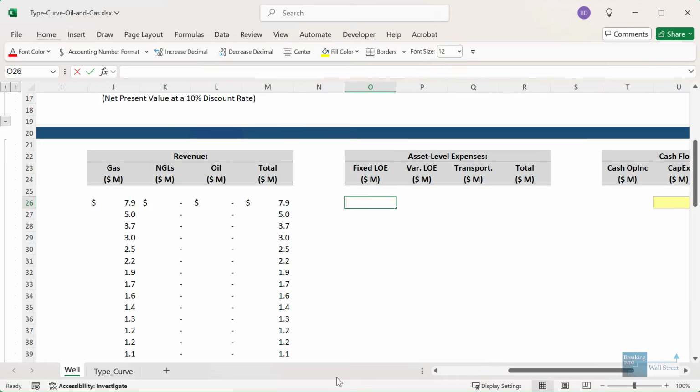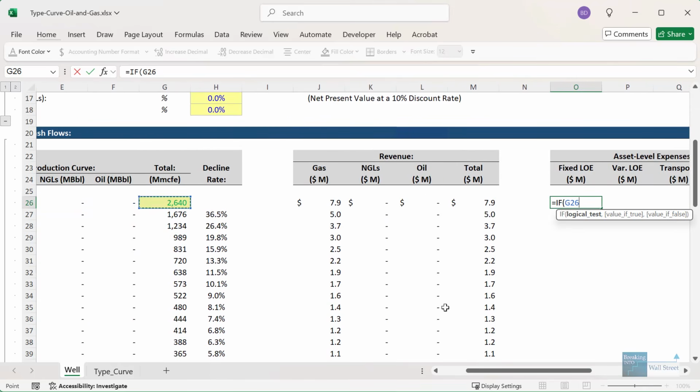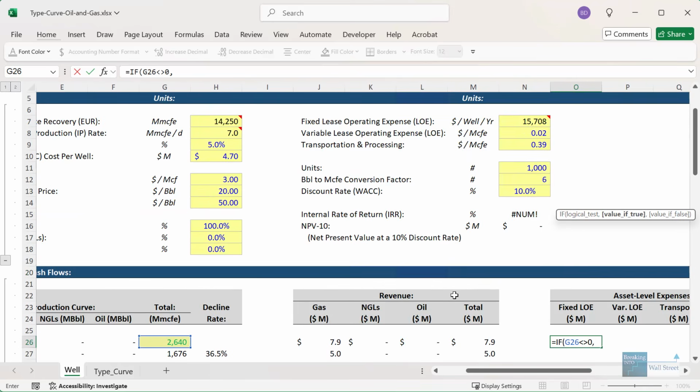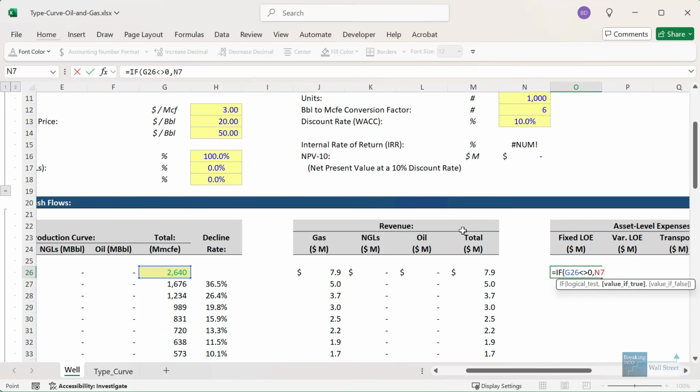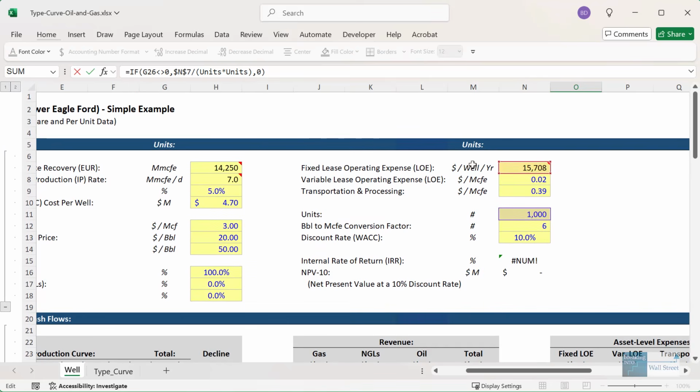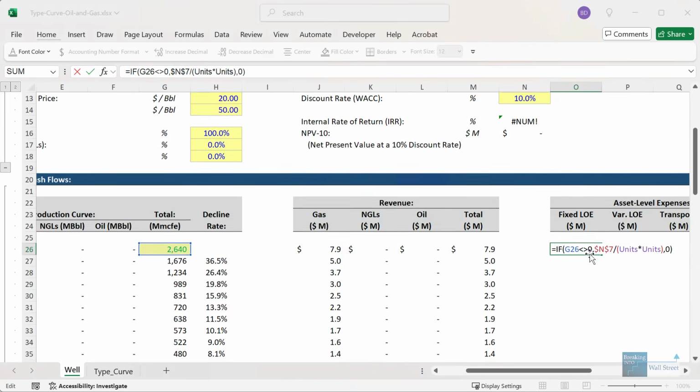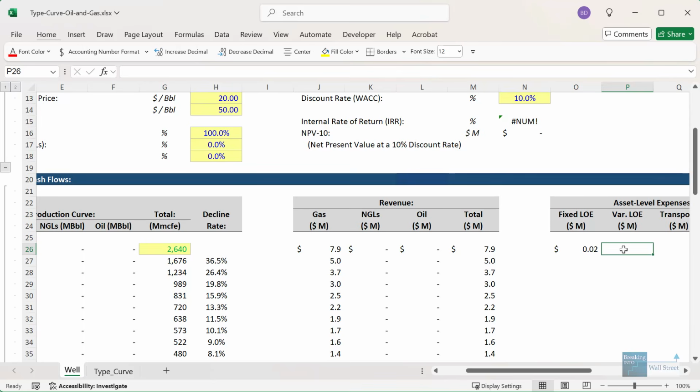So for the fixed lease operating expense, first off, we have to check that there's actual production right now, so we want to make sure this is not 0. If that's the case, then we take the fixed lease operating expense right here, and I'll divide by 1,000,000, so 1,000 times 1,000. I'll say 0 if we do not have any production right now. I'm doing this because this number was given to us in dollars per well per year, but we're listing everything in dollars and millions here, so we have a mismatch with the units and we need to correct for that.